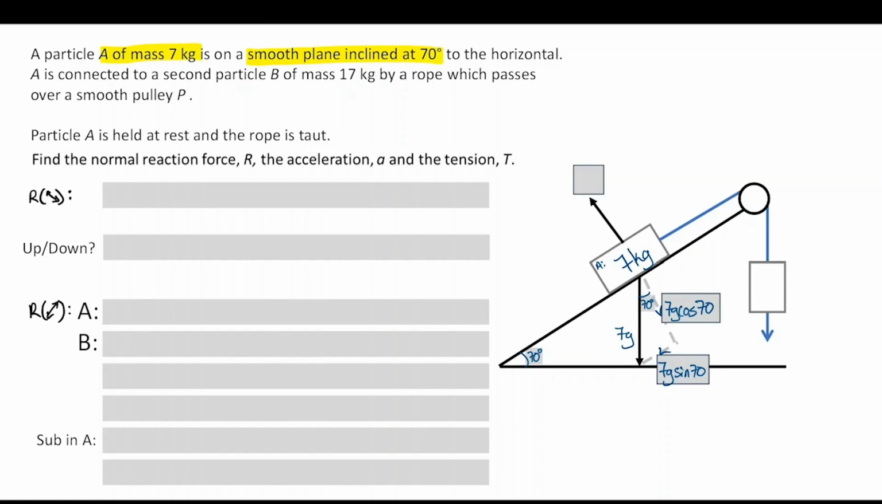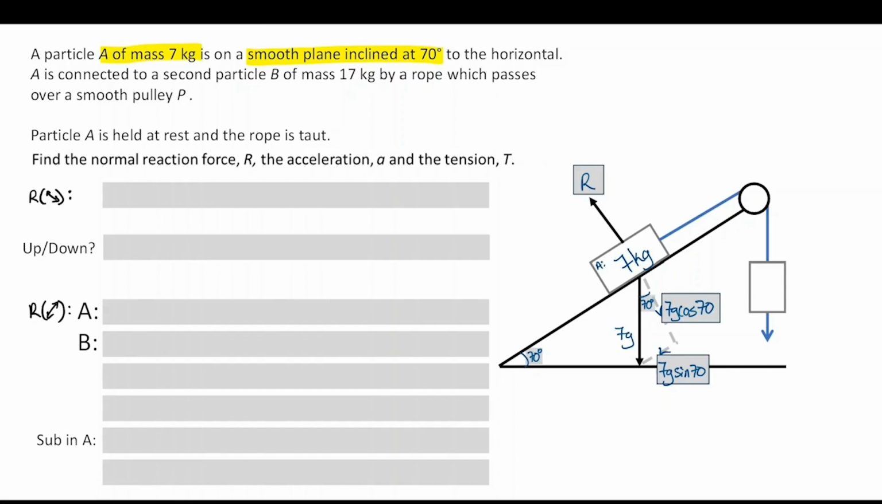Okay, continuing to label. If we have some weight and we're in contact with the slope, we have a reaction force. So here I will label this as R. This is the normal reaction force on particle A. Okay, so a lot on the diagram from these two short phrases.